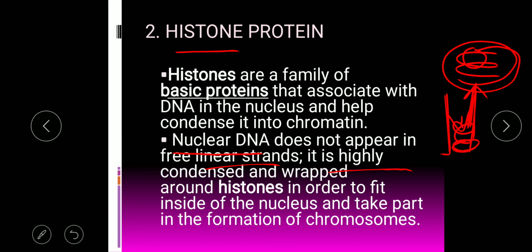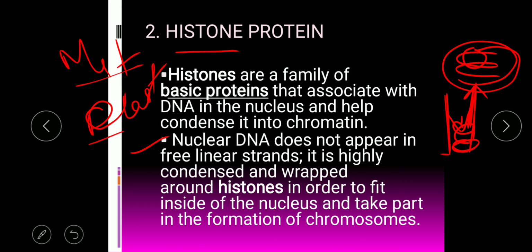It is saying nuclear DNA. There are other parts of the cell also where you have DNA, that is non-nuclear DNA, in the mitochondria and the plastid, and that is why such cell organelles are known as semi-autonomous cell organelles. Nuclear DNA only appears in the highly condensed stage, whereas mitochondrial DNA and plastidial DNA will be in the form of linear strands. But the nuclear DNA is highly condensed and wrapped around the histone in order to fit inside the nucleus and take part in the formation of chromosomes.